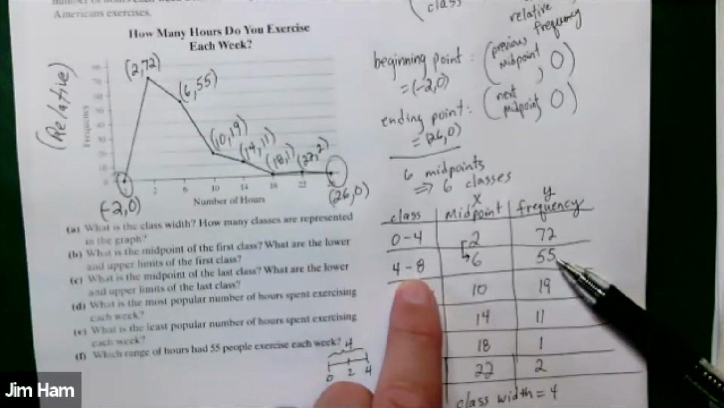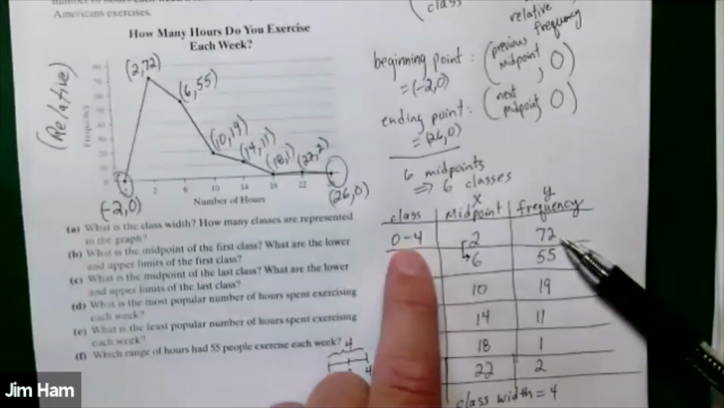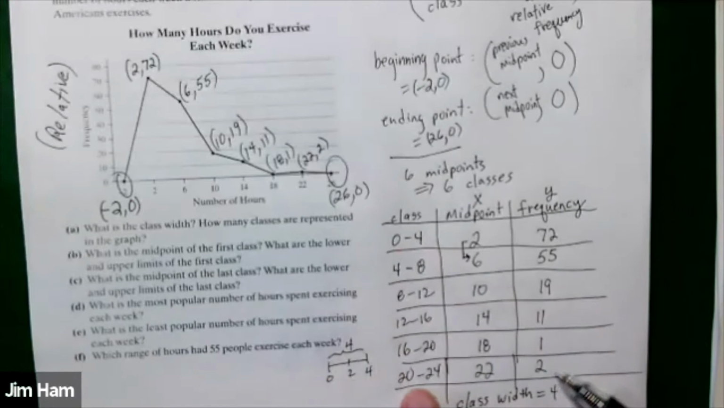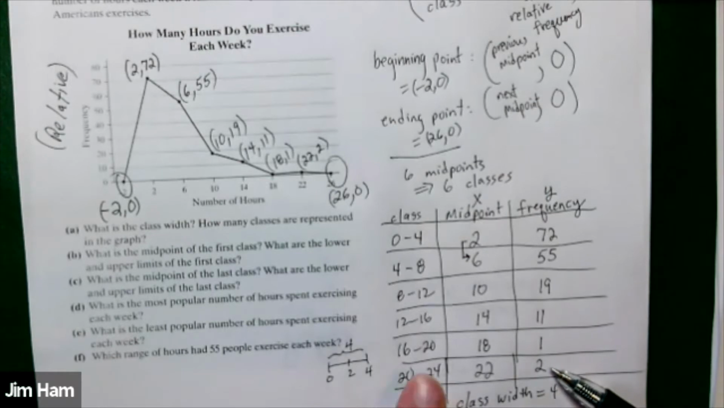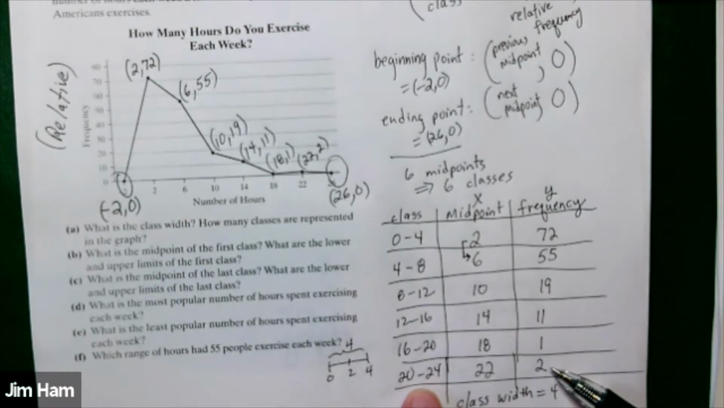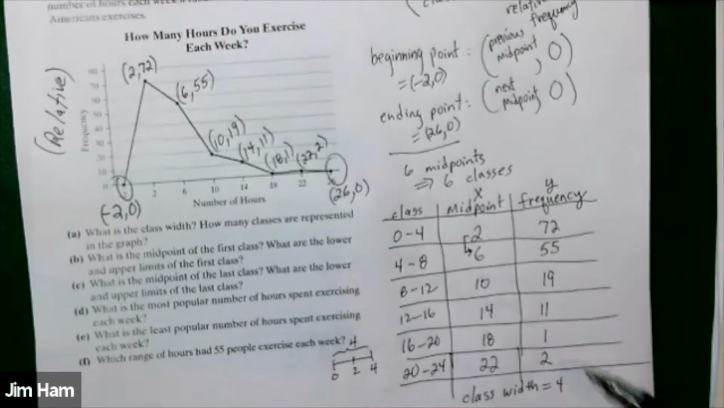So maybe that's about an hour a day. This might be an hour every other day. And these folks down here are workout enthusiasts, shall we say. They work out 20 to 24 hours, 2 people every week. 20, say 21, that's about 3 hours a day on average. A lot of working out.